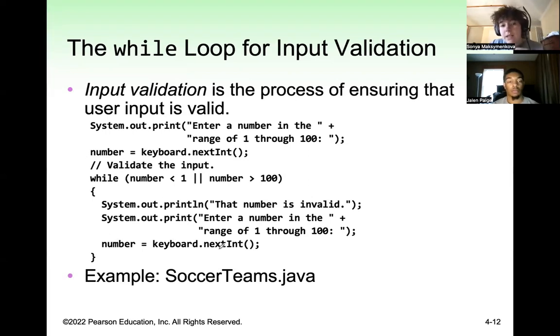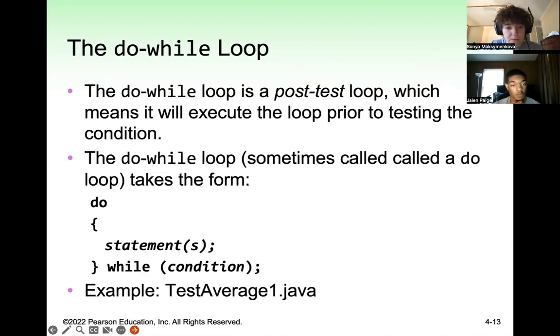Now we want to validate that input. So we are checking using our while loop, and our condition is if the number is less than 1, or the number is greater than 100, we will print that number is invalid, enter a number in the range of 1 through 100. So we'll just ask the user again and again for a number within the range. If they do not type a number within the range of 1 to 100, we will ask them over and over again. We will tell them that that number is invalid. So this is how you use while loops for input validation.